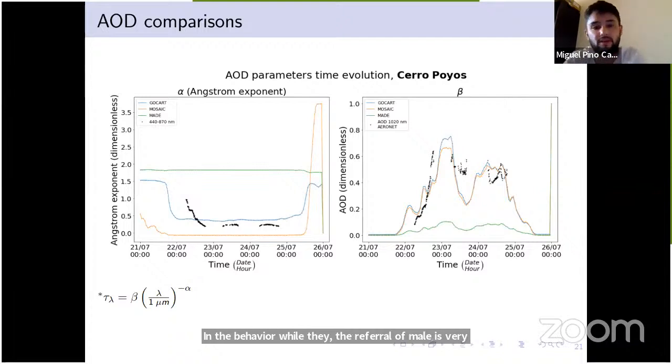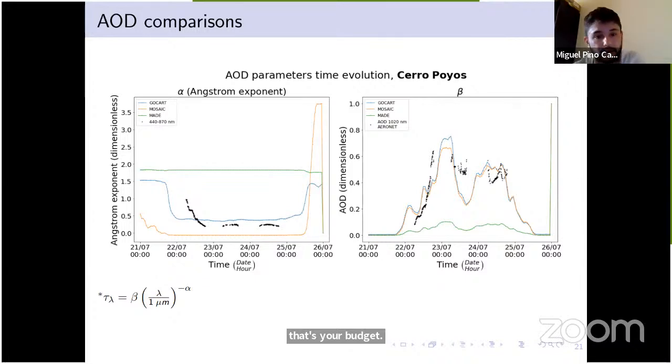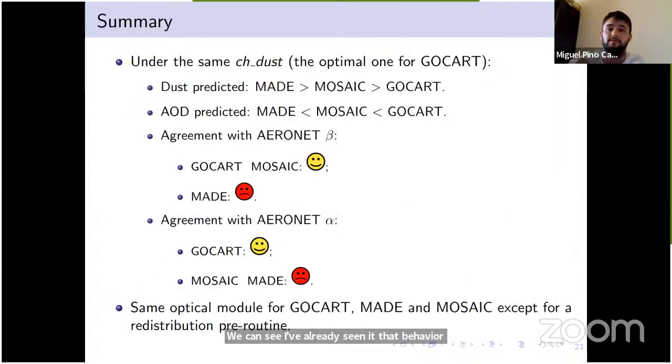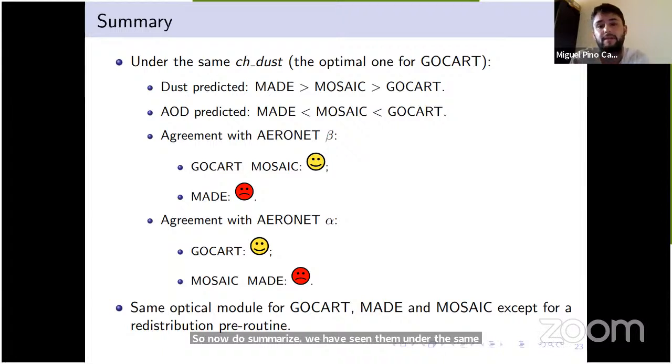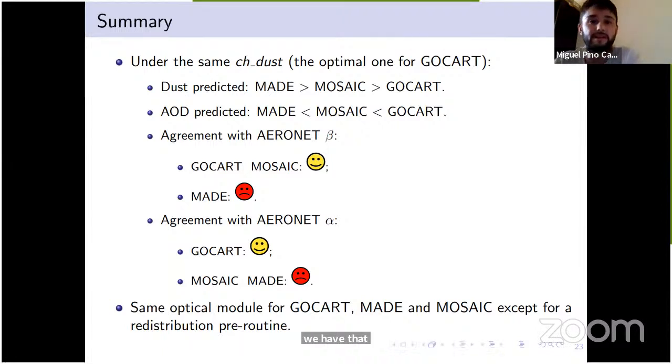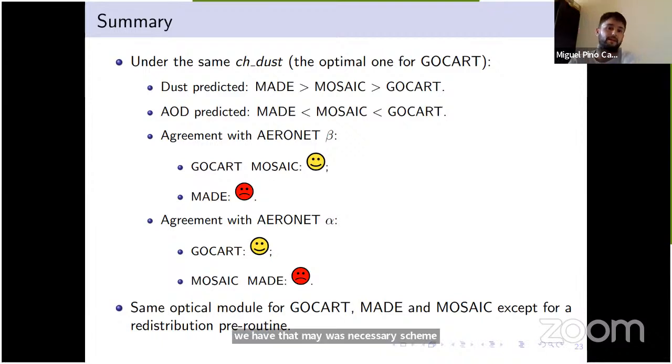At Cerro Pollos, we can see a very similar behavior. So now, to summarize, we have seen that under the same CH dash, the optimal one for GOCAR, MAVE was the aerosol scheme that predicted the bigger volume concentration of dust, but the least aerosol optical depth, while GOCAR, which predicted less volume concentration of dust, predicts more aerosol optical depth.